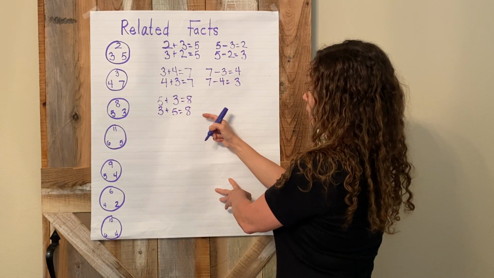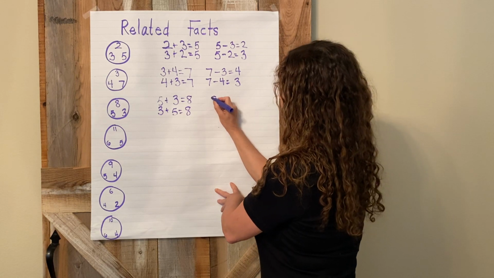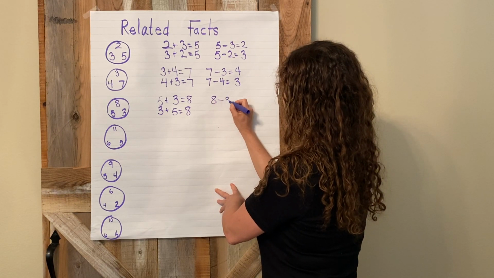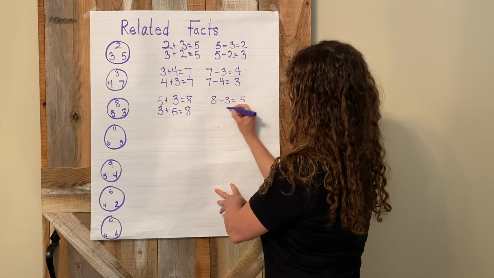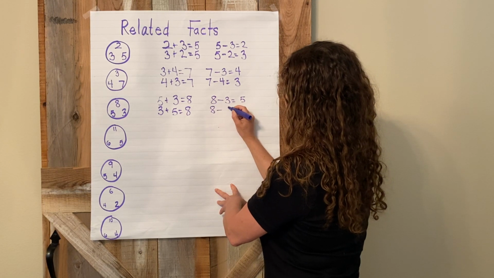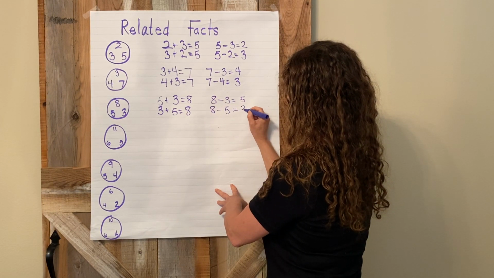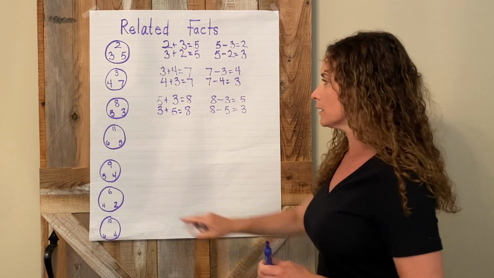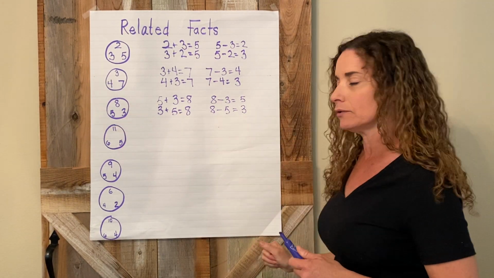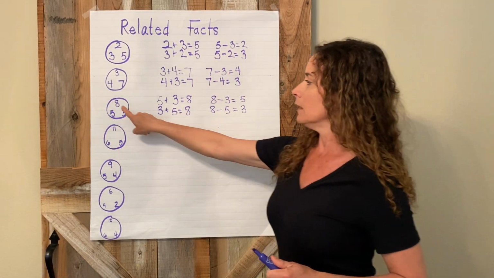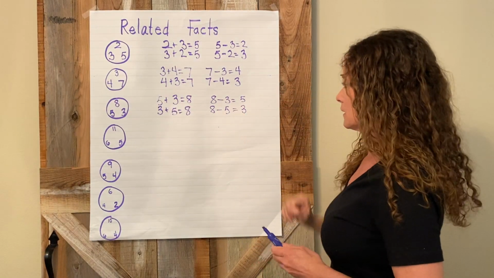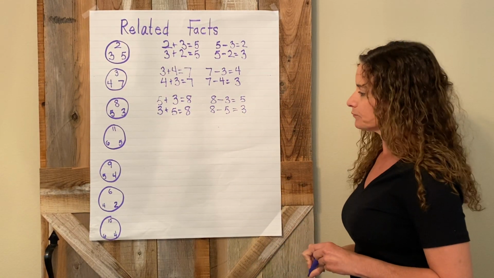Subtraction, I'm looking for the largest number, which is 8. 8 take away 3 equals 5. And 8 take away 5 equals 3. Again, check for the same three numbers in the circle and make sure that there's no other number other than an 8, a 5, and a 3. And you can see that's the case with all of these.